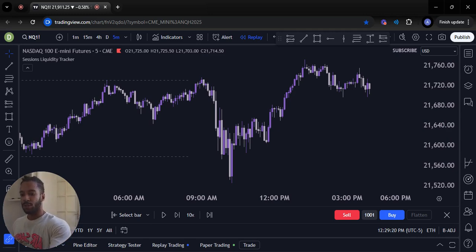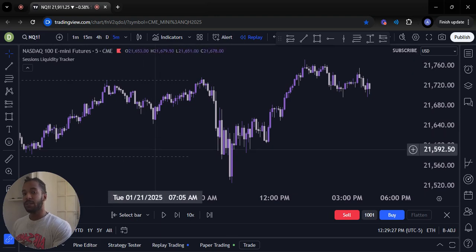So let's go on to the charts and let's give you guys an example. So currently I am on the NASDAQ NQ futures on the 5-minute chart. Now it's important to realize that this 9EMA trailing profit strategy works on any instrument, it works in crypto, it works in futures, it works in Forex, it works in stocks.